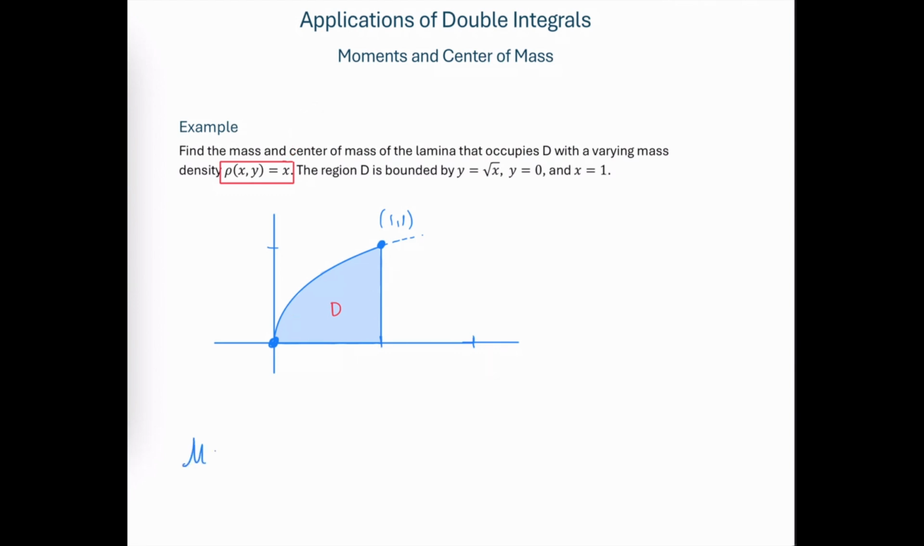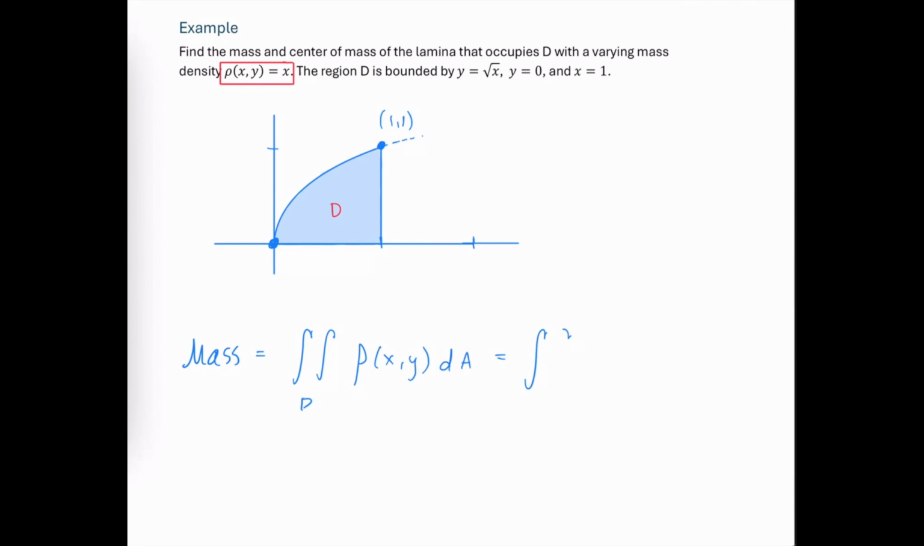So we begin by finding the total mass of the system. The formula for determining the total mass is the double integral over this domain region with our varying mass density function, dA. In this scenario, the varying mass density function is just x, and now we need to determine whether we're going to use dx dy as the order of integration or dy dx.